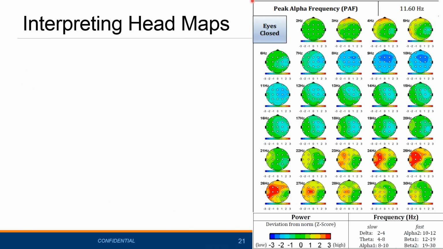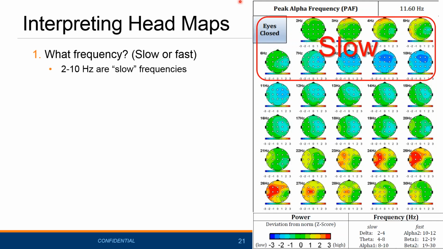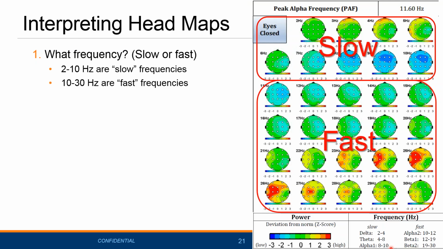So when we interpret our head maps, it's going to look like this, which has a lot of information. But if we ask ourselves 3 simple questions, we can get to the root of what's going on here. So first up is what frequency? We're looking at slow frequencies or fast frequencies. Remember that our kind of 2 to 10 hertz are slow frequencies. And we have this little graph down here that is produced in all of our newer reports. So it's kind of a cheat sheet. Our slow frequencies range from 2 to 10, and then our fast frequencies range from 10 to 30. So it's not a split down the middle.